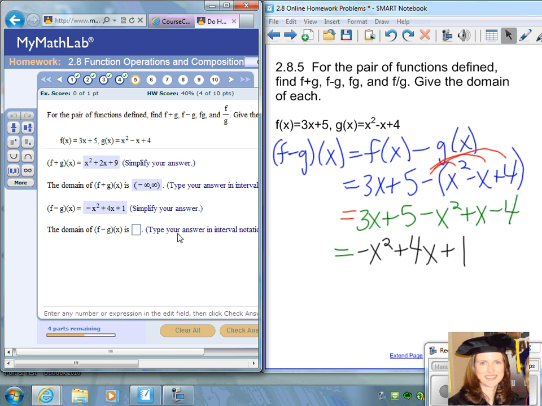The domain of f minus g of x is all real numbers here as well. You can plug any number into this function and get a value out. This also is negative infinity to positive infinity. And also whenever you have infinity in your interval, it's going to have a parentheses.